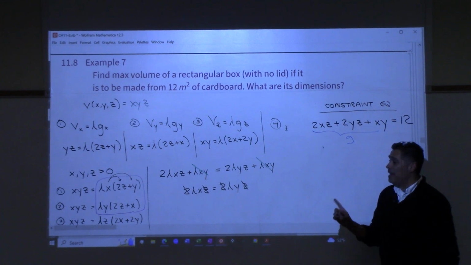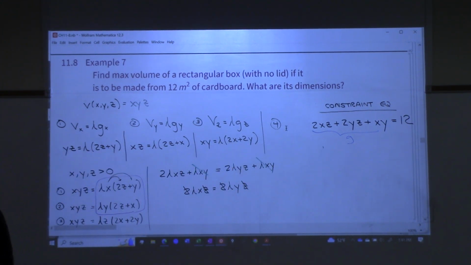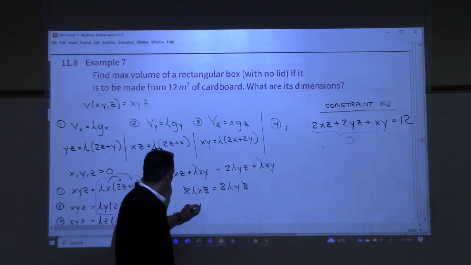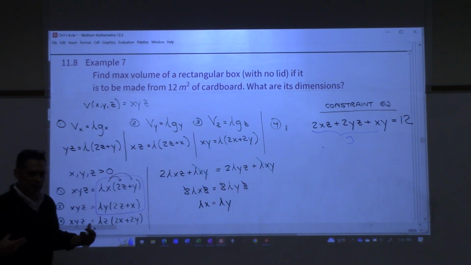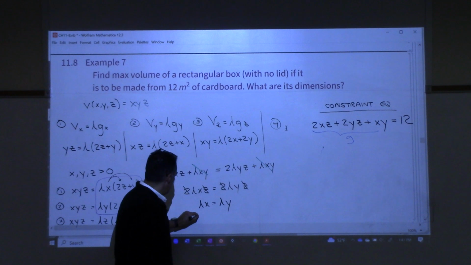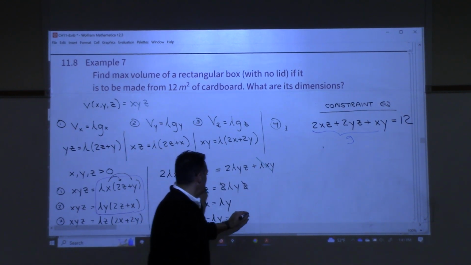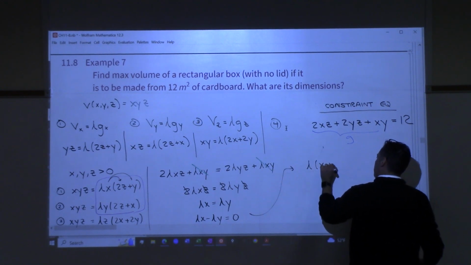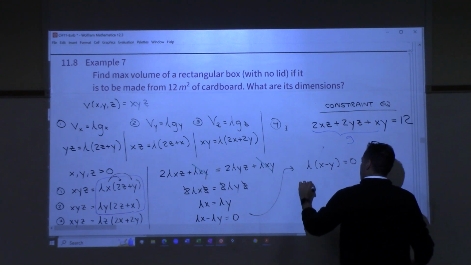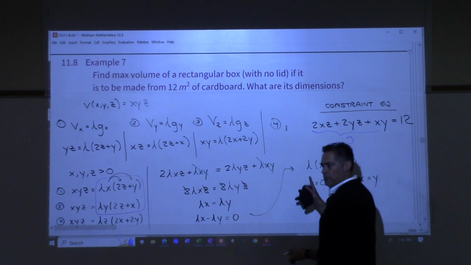Now can I divide by lambda? No, because I don't know anything about lambda. I just know lambda can be anything still. So I'm not going to divide, but that's okay because I now have lambda x equals lambda y. So now just bring everything over to one side. Lambda x minus lambda y equals 0. Pull out lambda, and you get two solutions here. Lambda is 0 or x is y. Set each of those equal to 0.